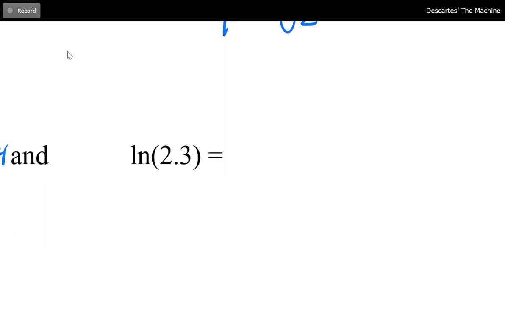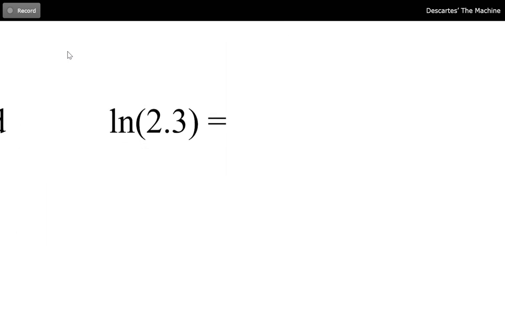And then natural log of 2.3. Again, I'm just going to evaluate this on the calculator. I'm going to use that ln button, the one that's right next to 4. Natural log, and it opens up parentheses, and I type in 2.3, and it closes it, and I get 0.8329.